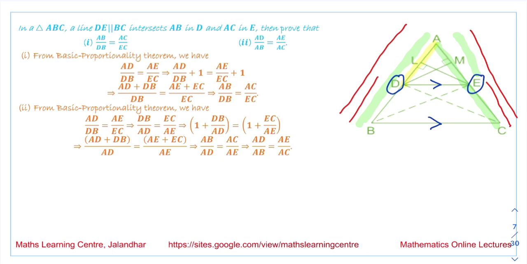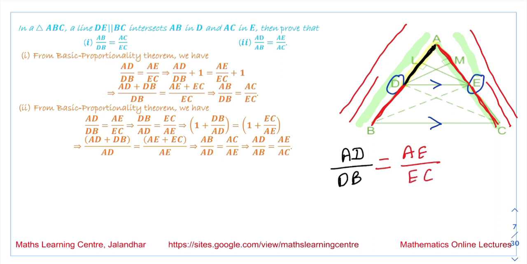So we are starting the proof of the first part with the basic proportionality theorem, which says that AD over DB, this AD length over this DB length, is equal to AE over EC. This is the length EC.